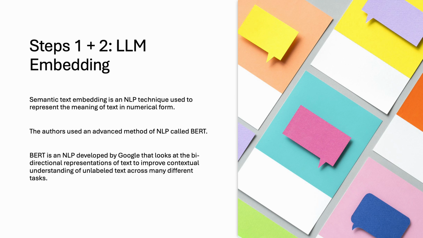The researchers use semantic text embedding, which basically assigns a numerical vector to each text and enables texts that are similar in meaning or context to be closer within a space. The researchers used an advanced form of text embedding called BERT. And BERT is a system developed by Google that looks at bi-directional representation of the text and essentially improves the understanding of that text.